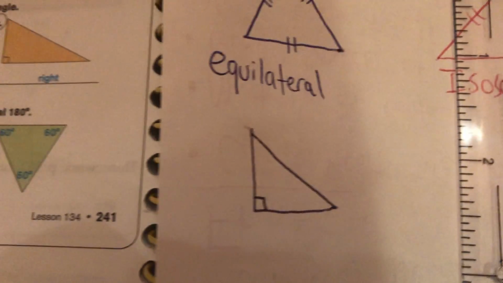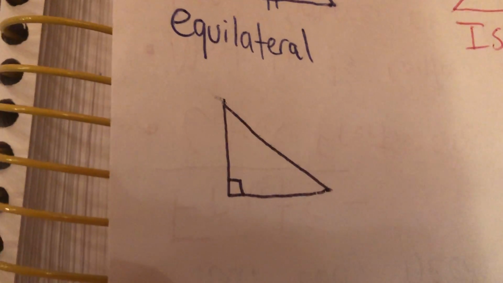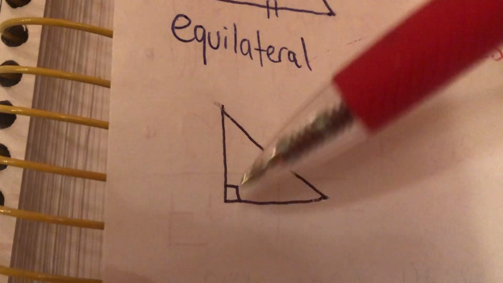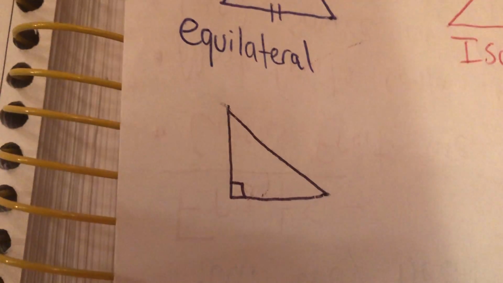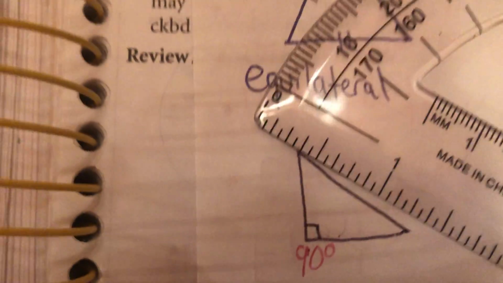I can tell right off that this is a right triangle. This was labeled for me by having this right here. So I know that this angle is going to be 90 degrees. All right angles are 90 degrees. Then we need to measure the other two.